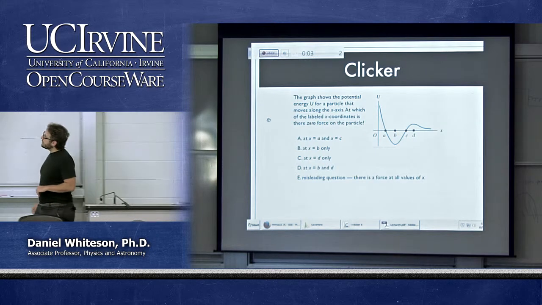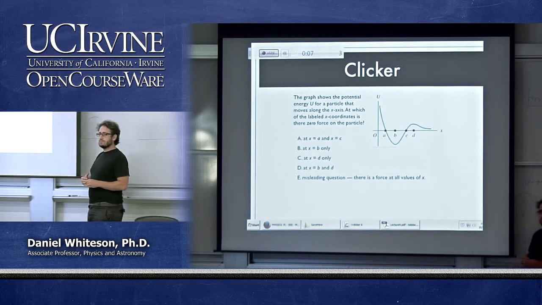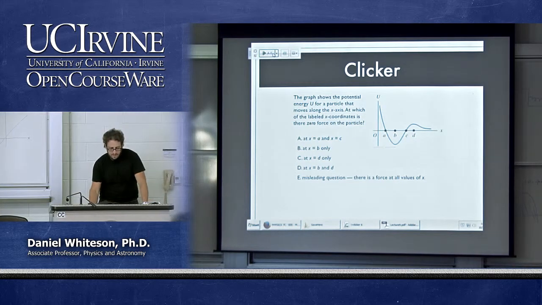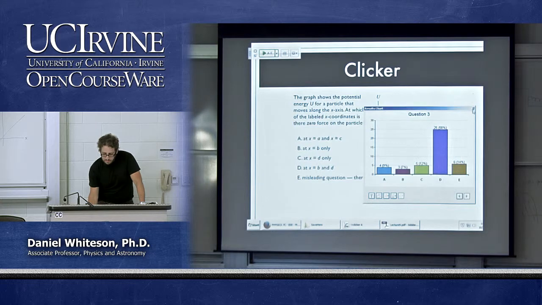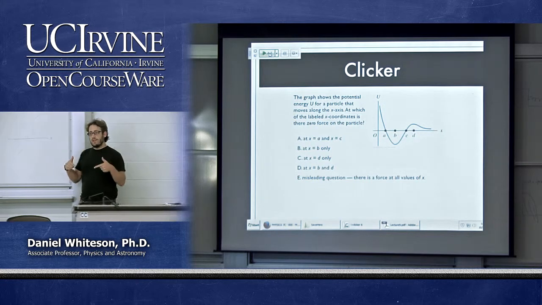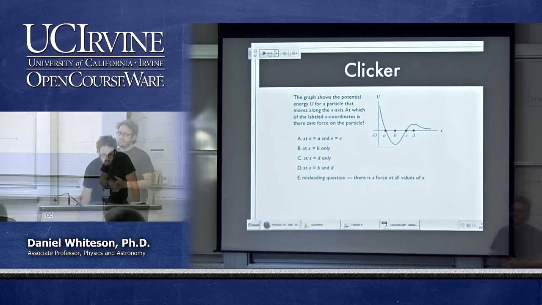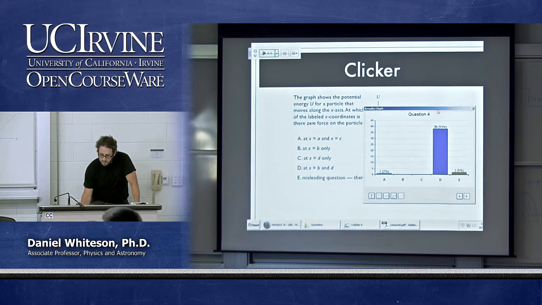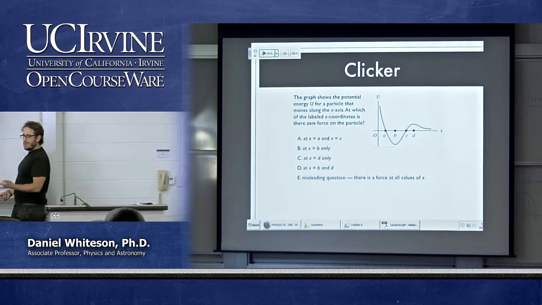Okay. At which coordinates is the force on the particle 0? Okay, so some people think D, some people think E. Let's try something. Why don't you discuss with your neighbor, if you got a different answer, argue about it, and then we'll vote again. Okay, so some convergence. So let's hear from somebody who didn't vote D last time, but was persuaded to vote D.